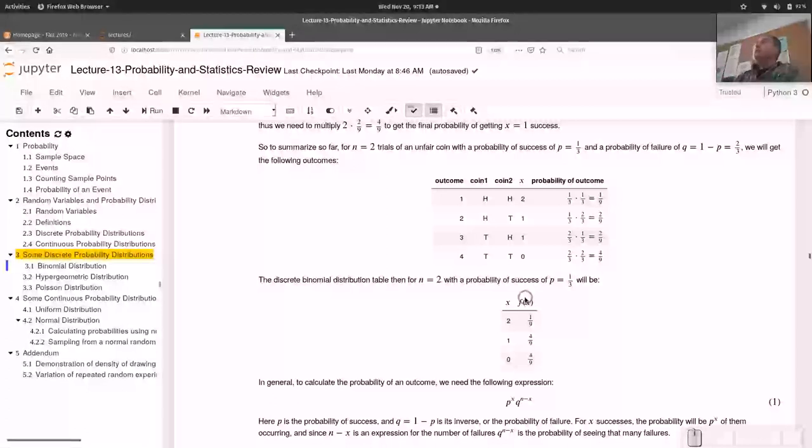Okay, so if you use p to represent the probability of success, 1/3, and you use q, which is going to be the complement, since there's only two outcomes here, so q is just 1 minus p, and you can think of that as the probability of failure.